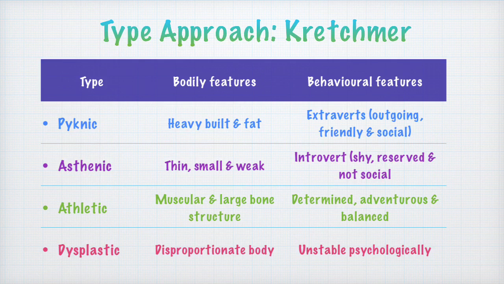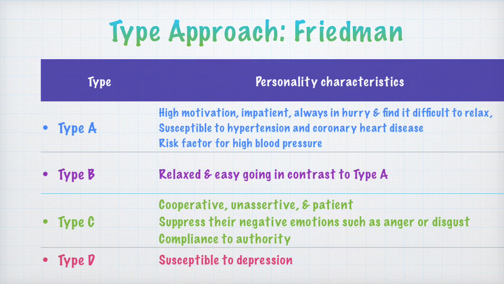Coming to the fourth type, which is the dysplastic type. Dysplastic type is characterized by a bodily structure which is disproportionate and a psychological structure which is unstable. So, dysplastic people are basically suffering from lots of imbalances within their body physiology, and this imbalance also reflects in their unstable psychological characteristics. Coming to another approach given by Friedman.